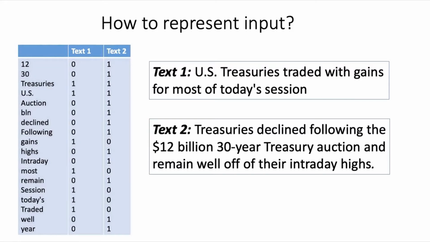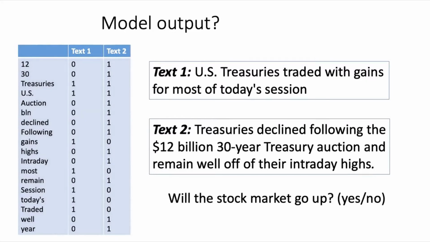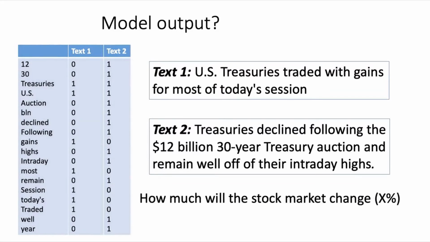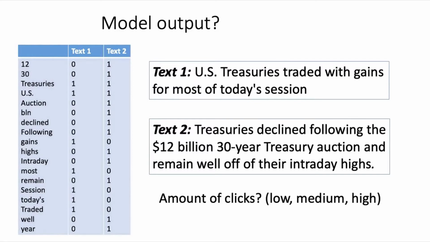Now, what solutions could AI provide about a piece of text? Well, we can ask, if this piece of text were published as a news article, will the stock market rise? We can also ask what percentage the stock market will change. We can ask, if this piece of text were to appear online in a news article, how many views will it attract?